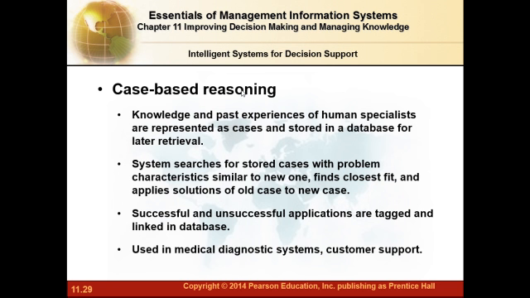Case-based reasoning and expert system, which one is better for medical diagnosis use? Maybe I will create a chat, or I will ask you in the class. You just prepare the answer.